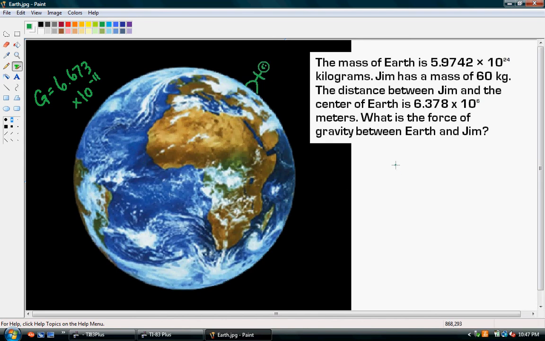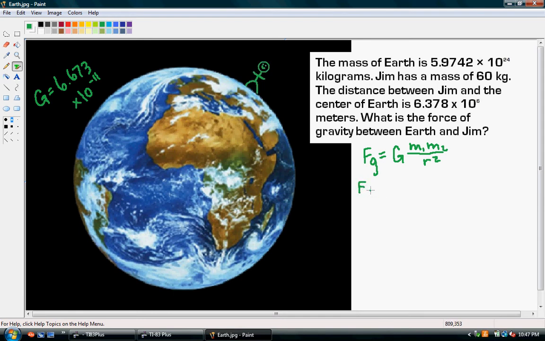And we also need to know the equation for the force of gravity. The force of gravity is equal to this capital G times the mass of the first object multiplied by the mass of the second object over r squared. And this r squared is the distance between the centers of the two objects.